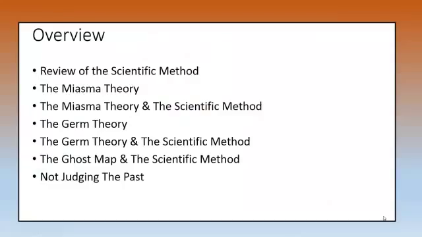So here's an overview of what we're going to be covering in this presentation. A review of the scientific method. We're going to talk about the miasma theory, which was covered in Chapter 5 of The Ghost Map. We're going to talk about how they used the scientific method to validate, at the time, the miasma theory. We're going to talk about the germ theory, and how the scientific method was able to validate the germ theory. Then we're going to talk about specifically the Broad Street cholera epidemic and how Dr. Snow used the scientific method. And then we're going to talk about not judging the past.